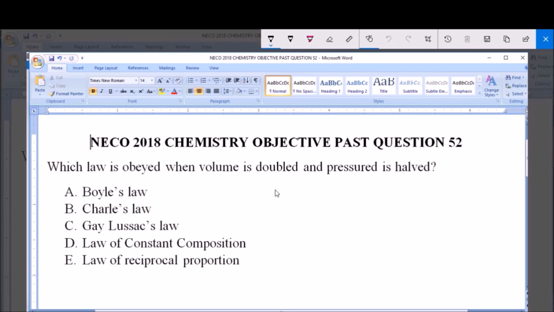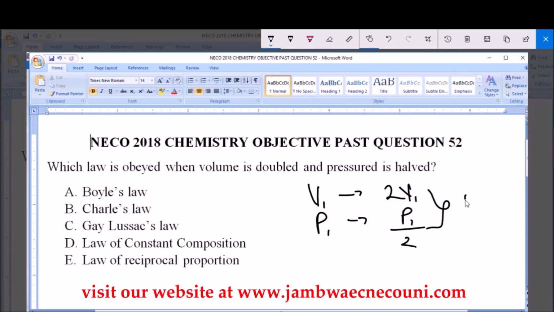Now this question says that the volume was doubled. That is, let's say we have V1, then it was doubled, so we had 2V1. And then the pressure is halved, meaning that we had P1 as the initial pressure and then it was halved, that's P1 over 2. Now looking at this, you'll notice that since the volume was doubled, there was a decrease in the pressure by half. And this statement simply implies that the volume is inversely proportional to the pressure.